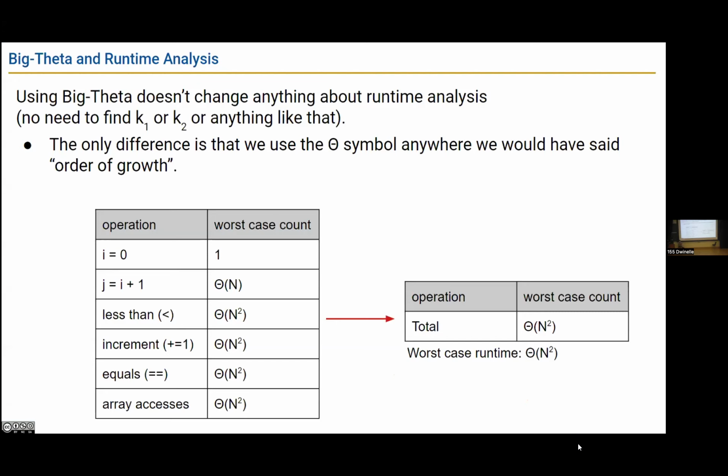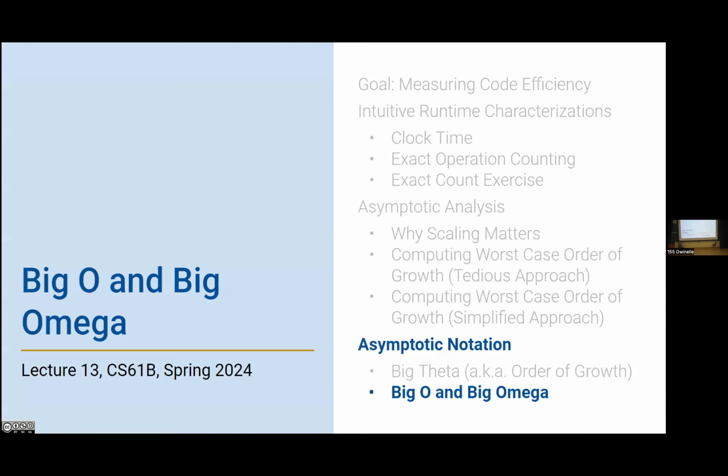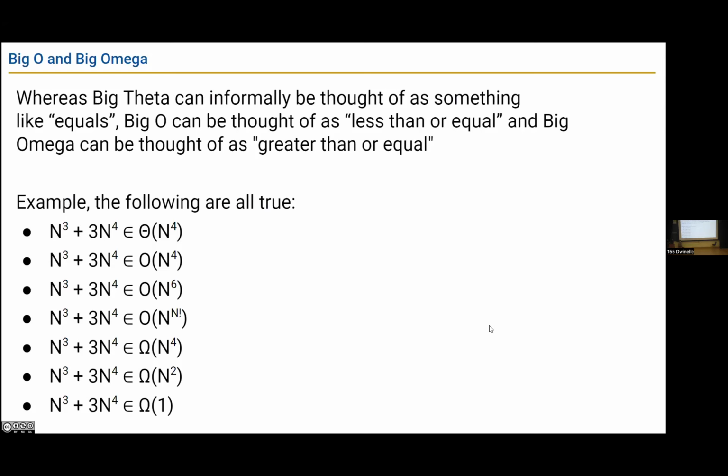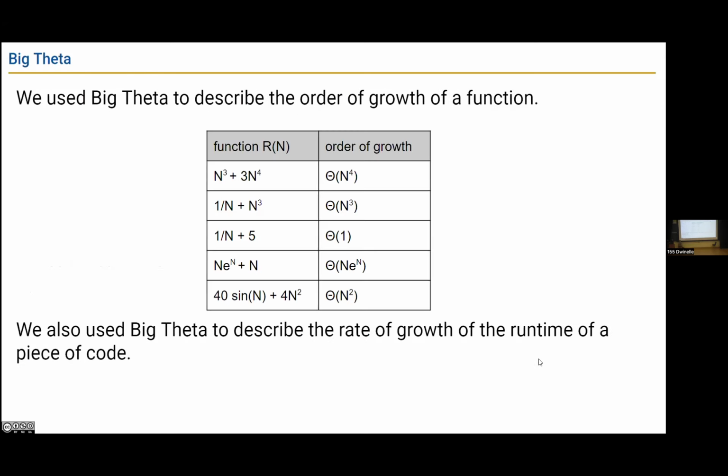So it's just a way to formalize this, show the math exactly, specify what we mean, because order of growth is kind of a wishy-washy term. It doesn't exactly have a defined meaning. Theta has a defined meaning. Now, we can use this to describe the rate of growth of a function. When we say the rate of growth of a piece of code, we're actually talking about the runtime as a function of n. So if we say a function is theta of n, what we're actually saying is that the runtime of running that function is theta of n.